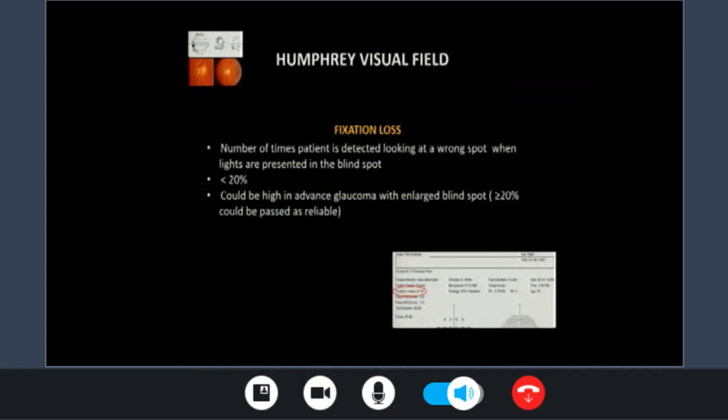However, some patients will have an enlargement of their blind spots. Like what? Exactly, patients with advanced glaucoma. So we can accept sometimes up to 30% in such conditions, for example, patients who are having advanced glaucoma.